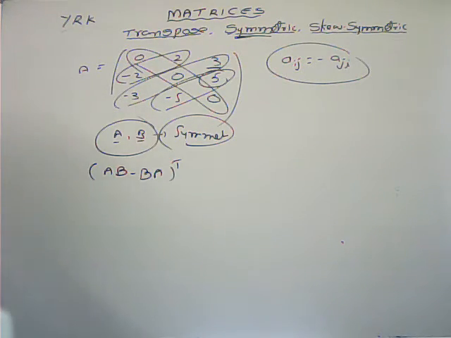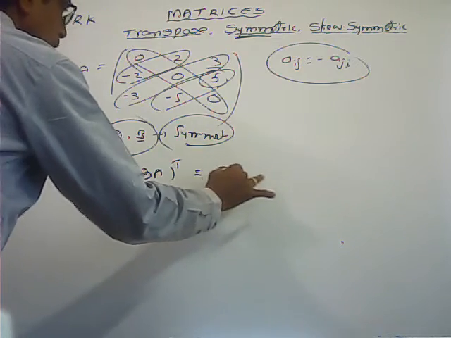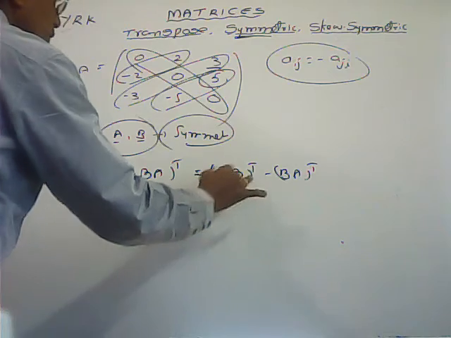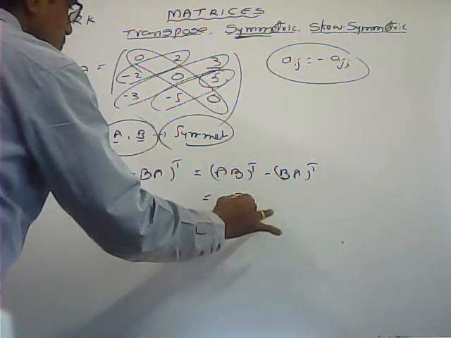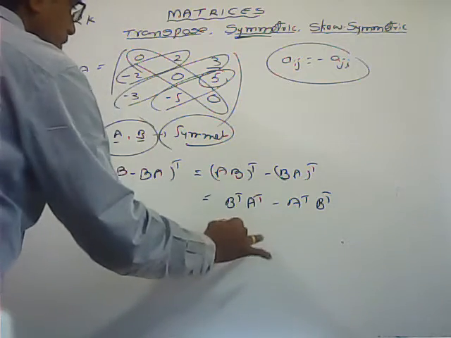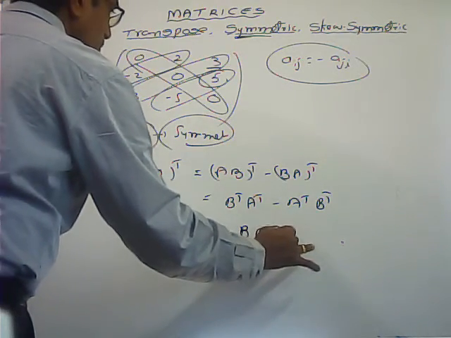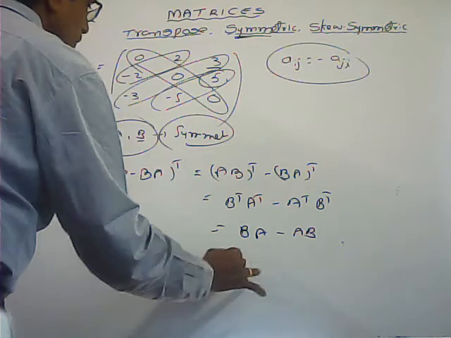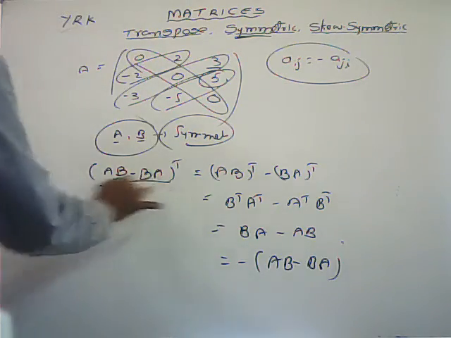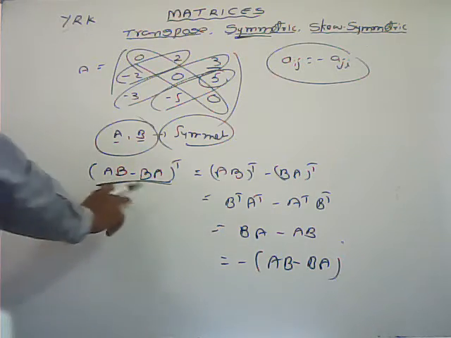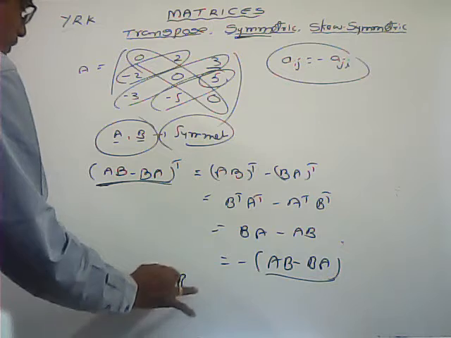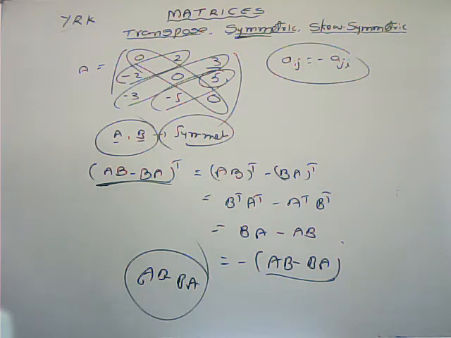AB minus BA whole transpose is equal to AB whole transpose minus BA whole transpose. And A into B whole transpose, you can write as B transpose into A transpose minus A transpose into B transpose. That is B into A minus A into B. From these two terms, if I take minus as common, AB minus BA. So this total is A transpose equals minus A. Therefore here AB minus BA is called a skew symmetric matrix.